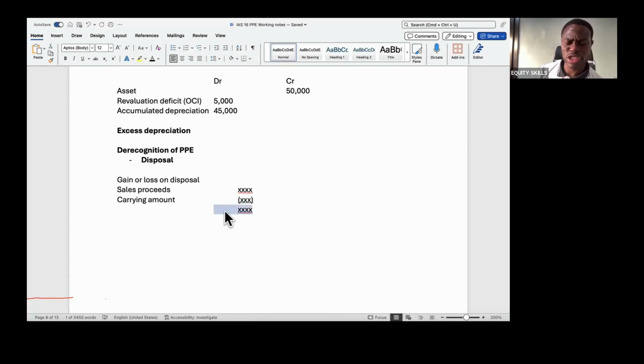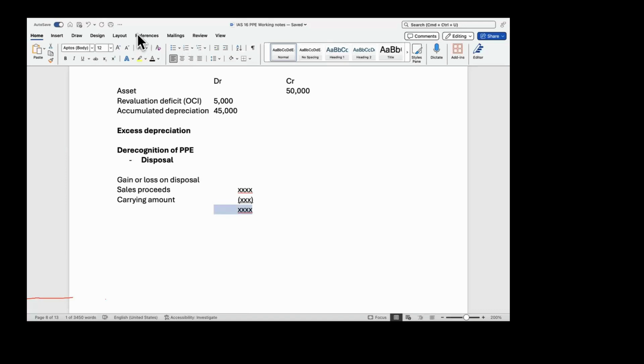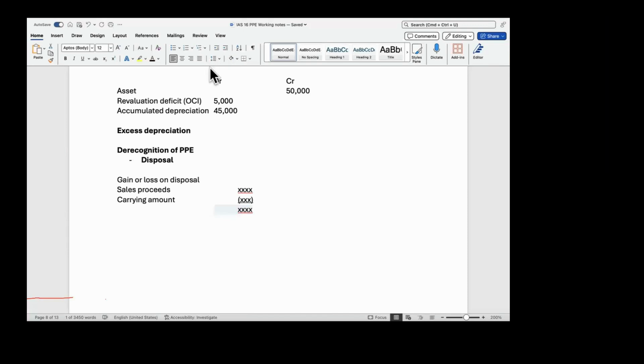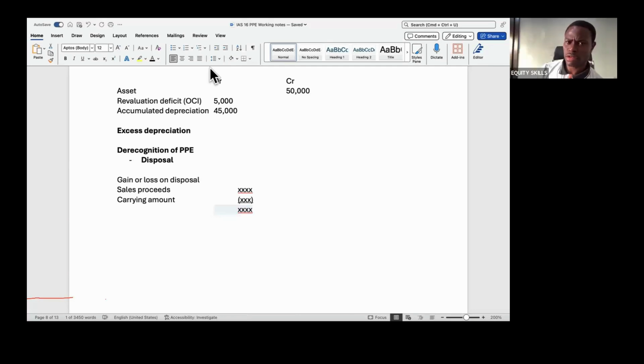But if I may ask, where do you think this gain or loss on disposal should go, to P&L or OCI? Who can help? OCI. OCI, right? Why is it going to OCI? Because it's not the ordinary activities of the company. No. No. That's not why.